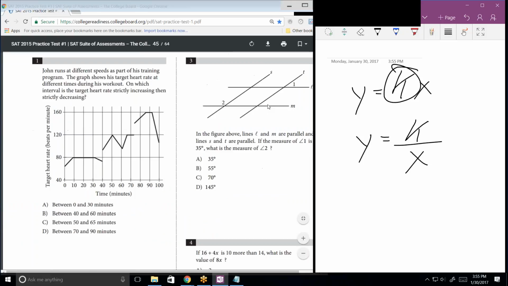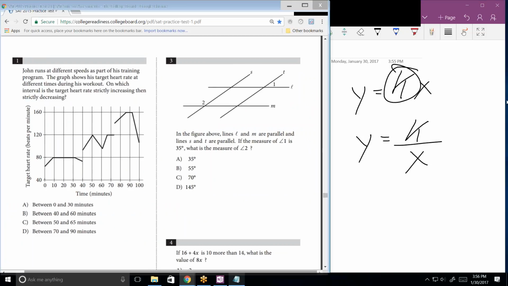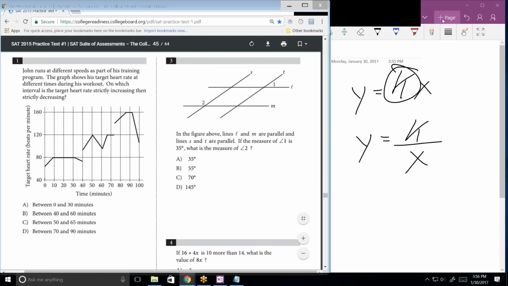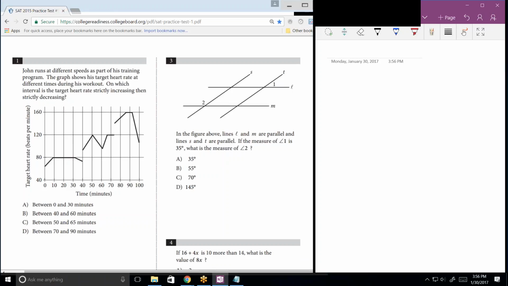Number 3, I see lots of parallel lines. Well, parallel lines, you better know how to handle parallel lines on these tests because you get tons of questions about them.